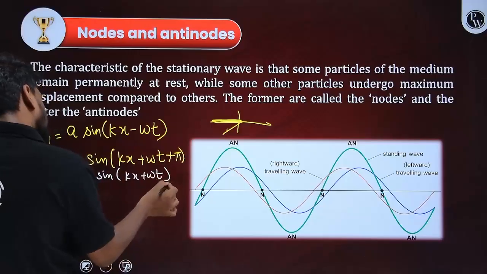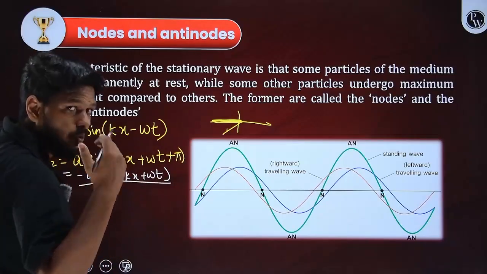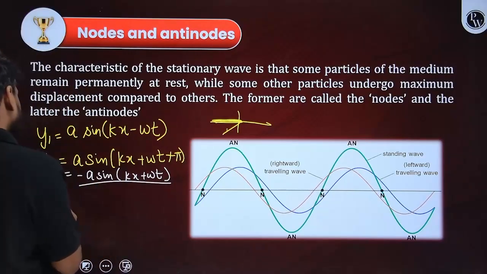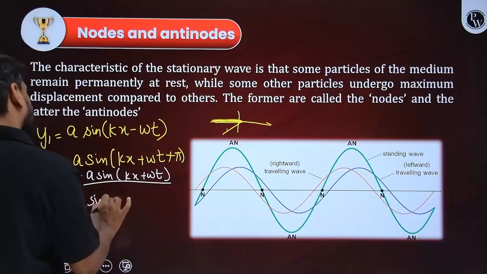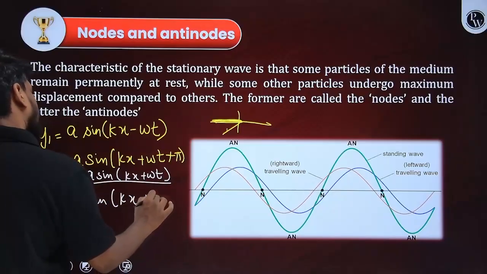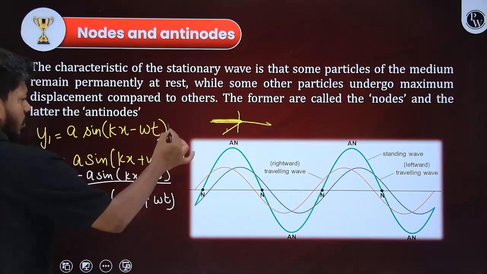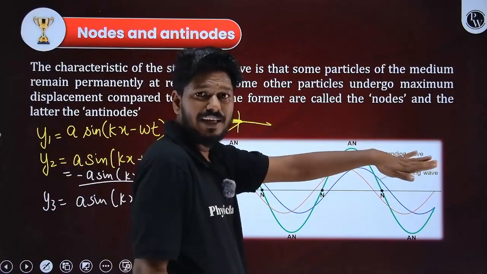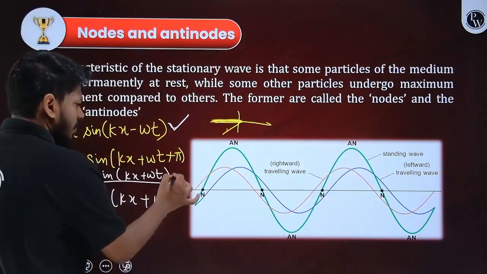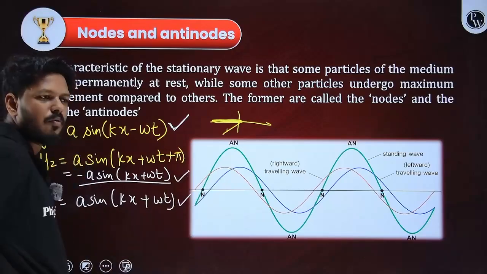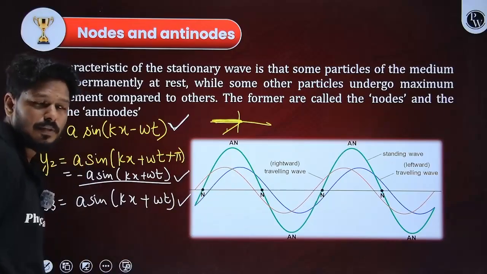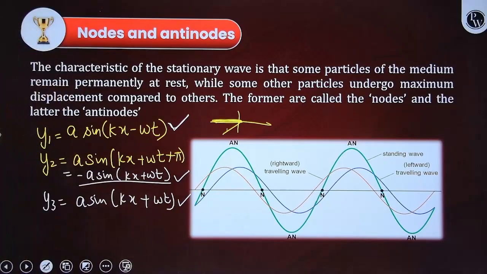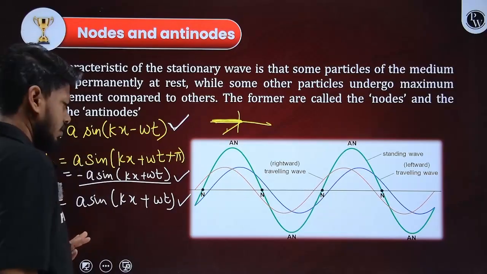You can either use this equation, or if the ends are open, then what will be your equation, sir? A sine of kx plus omega t. So this is my wave. This is the wave which I am sending in positive direction. If the ends are closed, I will be getting this wave. If the ends are open, I am going to get this wave. Any difficulty? Ends are closed, this wave. Ends are open, this wave. I don't think you should have any difficulty in this.